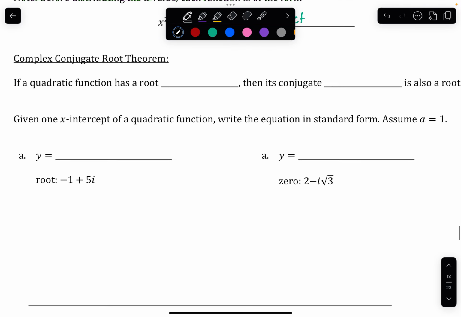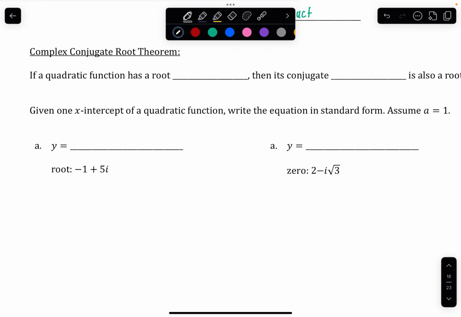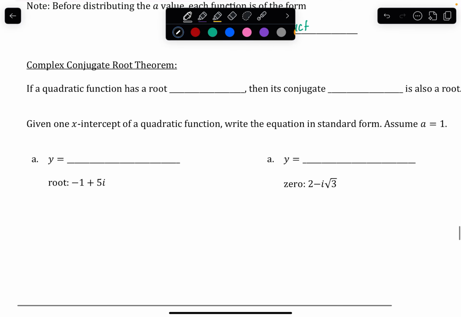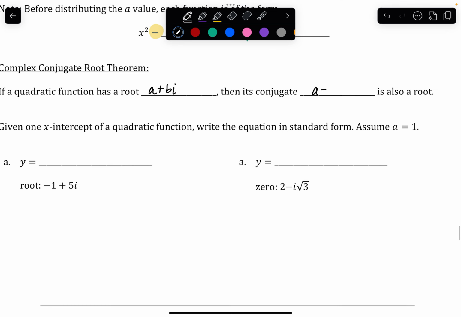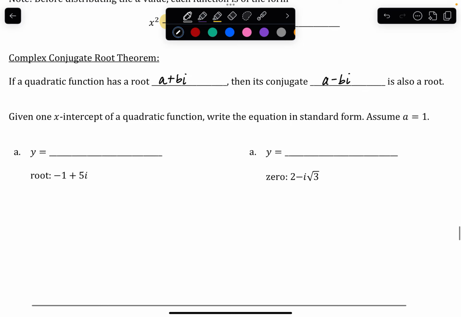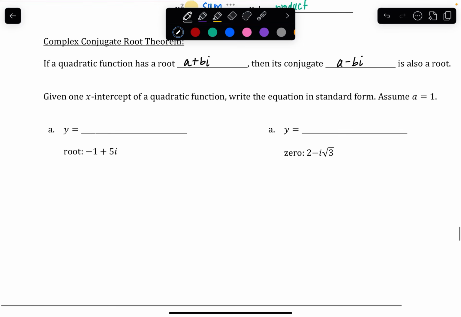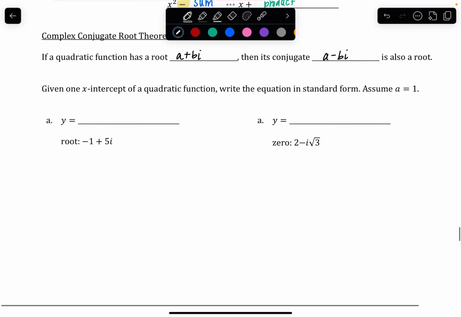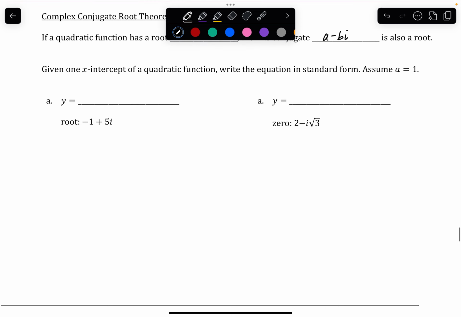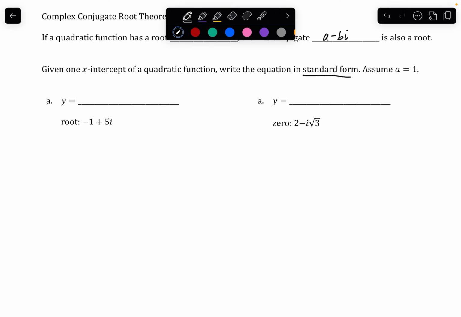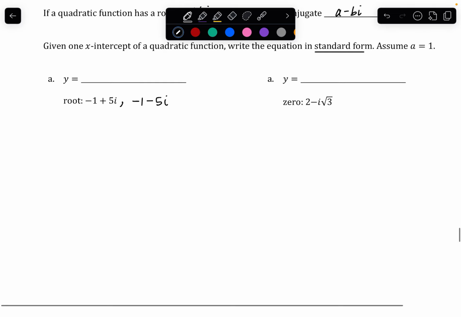And so that's what we're gonna do when we have complex roots. If a quadratic has a root that's complex, like a plus bi, its conjugate, a minus bi, is also a root because the quadratic formula has the plus or minus. Okay, and so given one x-intercept of a quadratic function, write the equation in standard form. Okay, so one of my roots is -1 plus 5i, so I know -1 minus 5i is also a root.